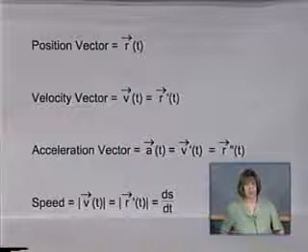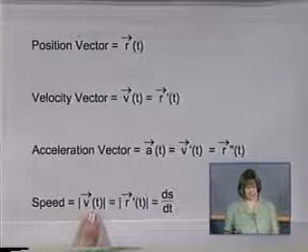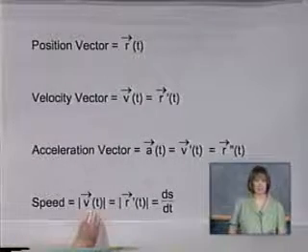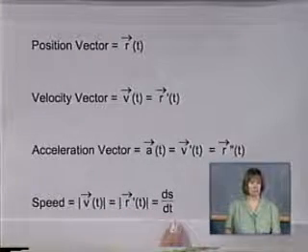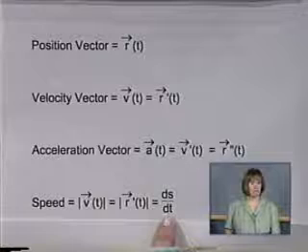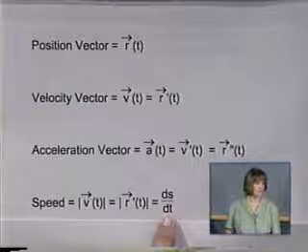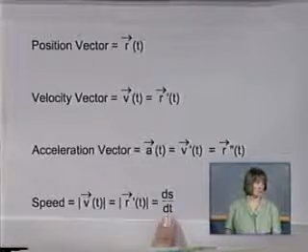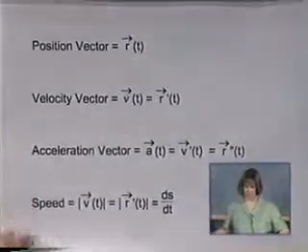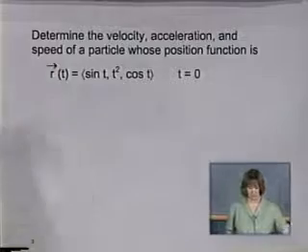And lastly, speed. Speed is the magnitude of the velocity vector, and the velocity vector is r prime of t. We also could represent that as ds dt, because that's how fast you're moving along the curve, how fast your arc length is changing with respect to time. Okay, so that's pretty easy. So without further ado, let's go on and do an example.